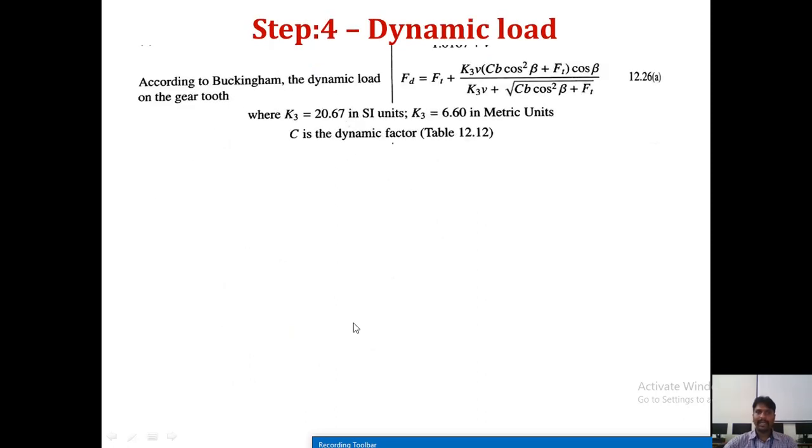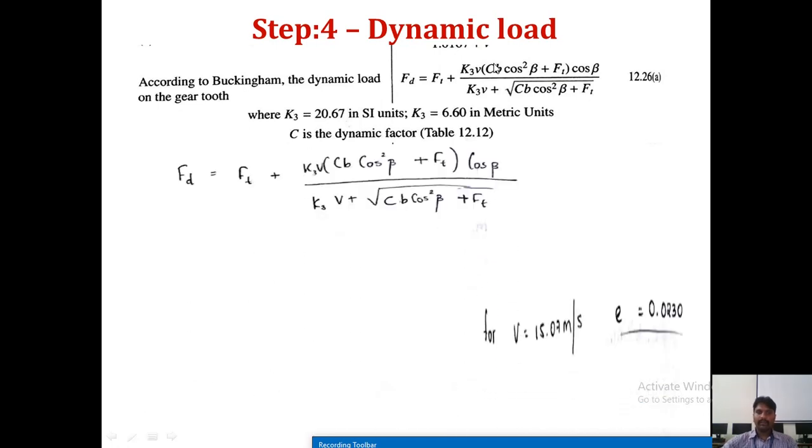Next, the fourth step is we need to calculate the dynamic load. According to Buckingham, the dynamic load on the gear tooth is given as Fd is equal to tangential load plus K3 into V, Cb into cos square beta plus Ft into cos beta, divided by K3 into V plus the square root of Cb cos square beta plus Ft. In this, Ft is known, K3 is the same as in the case of spur gear, 20.67. Velocity we already calculated based on diameter. So we know V, we know the B, the face width, the beta is given, Ft we have already calculated in the previous step, and all other parameters are known except the dynamic load factor.